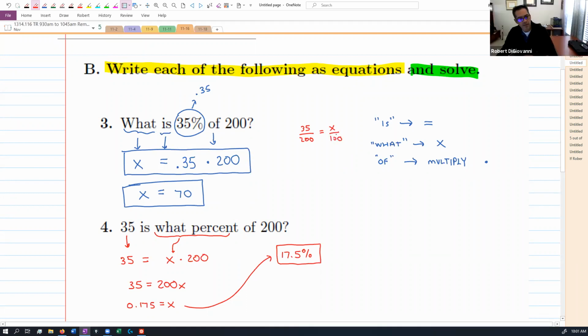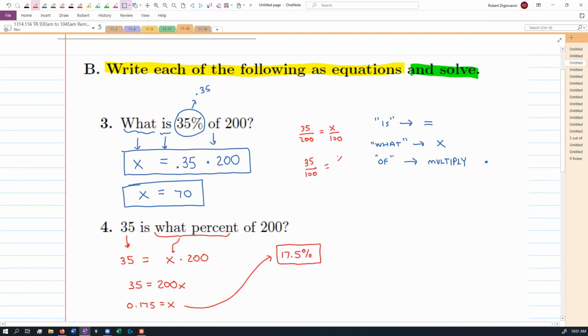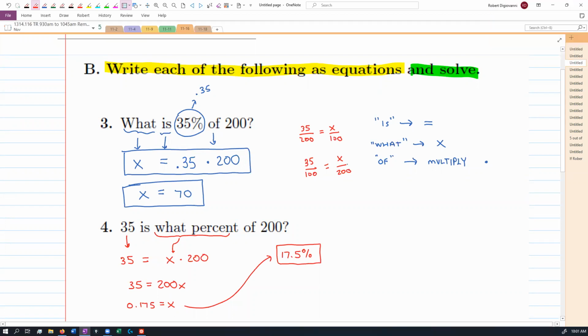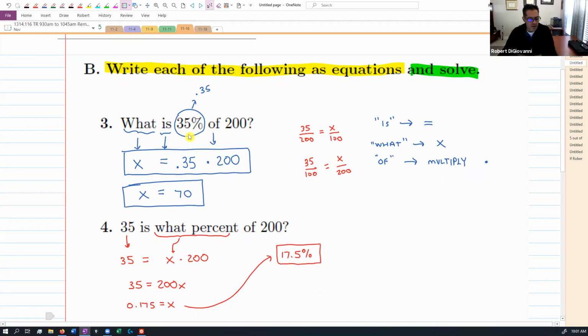Okay, and then how would you do number 3? For number 3, I did 35 over 100 equals X over 200. Yeah, I think she's right. I did that one wrong. Hers makes more sense. I just set it up wrong for that one. But I'm still trying to understand, how would you teach someone to do that?